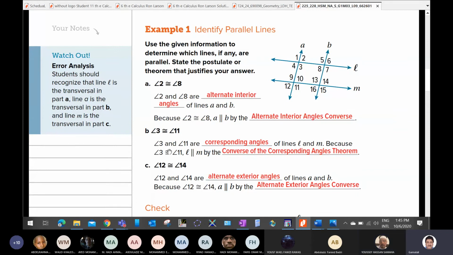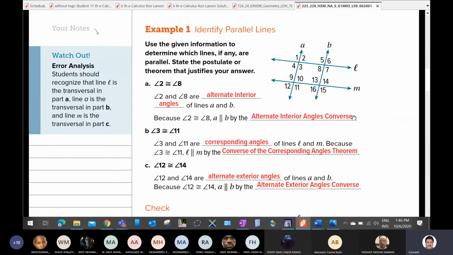If the two angles are congruent, so you decided the two lines are parallel, you have to mention the name of the theorem. What is the name? You should start with the word converse. You can put it at the beginning of the statement, or you can put it at the end of the statement. Is it clear, guys?